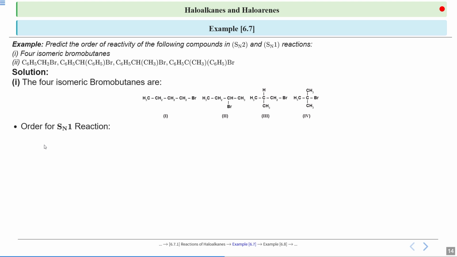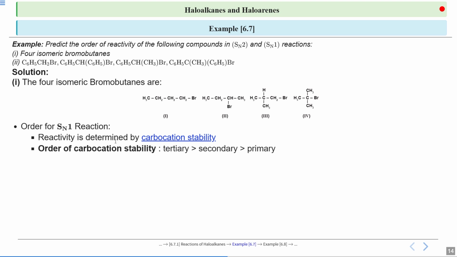Now, let's see for the SN1 reaction, the substitution nucleophilic unimolecular reaction. The order of reactivity in the SN1 reaction is determined by the carbocation stability, right? So basically, SN1 reaction is a first order reaction. It happens in 2 steps. The first step is the slow step, and in the first step, the carbocation forms, okay? So if the carbocation formed is stable, its reactivity will be more, right? So in the SN1 reaction, the reactivity is determined by the stability of the carbocation formed.